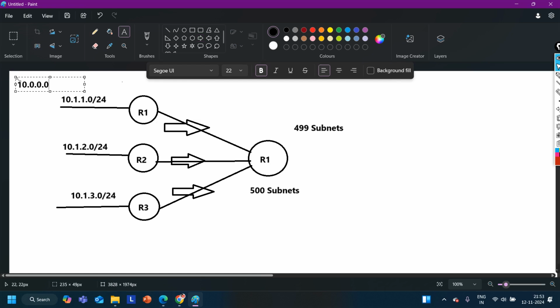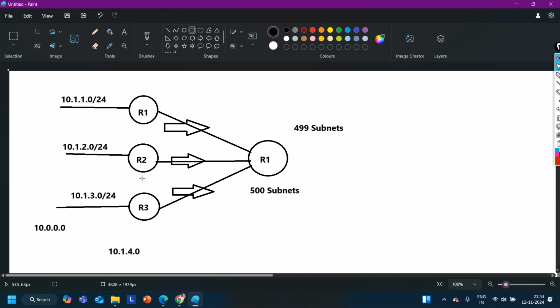If I talk about automatic summarization, it is going to be this one, 10.0.0.0, right? By using class, it will check only the first octet, whose value is 10, which means it belongs to class A. If it belongs to class A, it will summarize it into 10.0.0.0, right? This is automatic summarization. In manual summarization, we have to summarize only these 3 subnets, because in this auto summary we have another subnet as well, like 10.1.4.0. This is also part of this summary address, right?